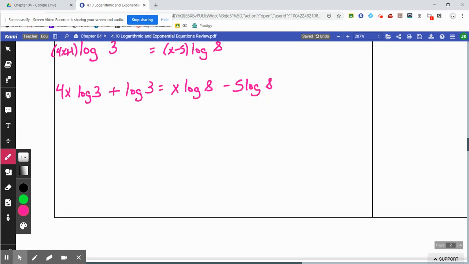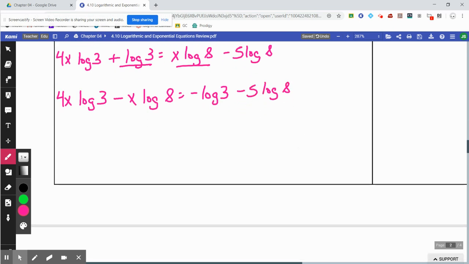Move all your x terms to the same side, so you have 4x log 3 already over here. Let's move our x log 8 by doing minus x times log 8. Move all your other terms to the other side. So the log 3, I'm going to move over here by doing minus log 3, and you already had the minus 5 log 8 over there. Next step, factor out your x. You're left with a 4 and a log 3 minus just the log 8 equals the negative log 3 minus 5 log 8.